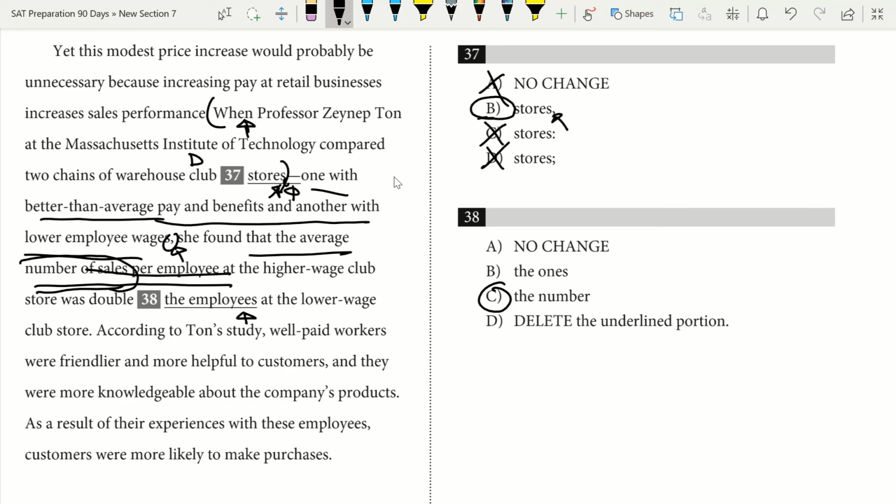"Of sales per employee" is a prepositional phrase. When we're talking about comparisons, we kind of want to drop the prepositional phrase sometimes. So if we're dropping that prepositional phrase in this comparison, we need to keep the average number. So we would say the number. We wouldn't say the employees or the ones or delete the underlined portion. We'd want to say the number. So we drop the prepositional phrase "of sales per employee," keep average number. We have to switch to the number there. So that's how we know C is correct for 38.